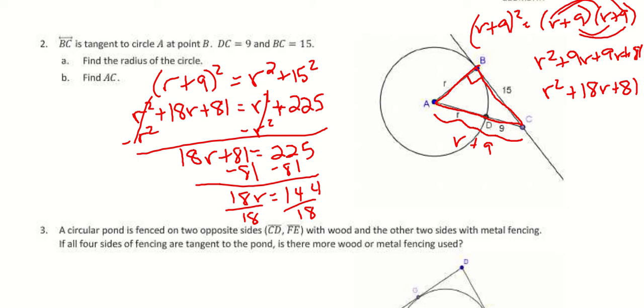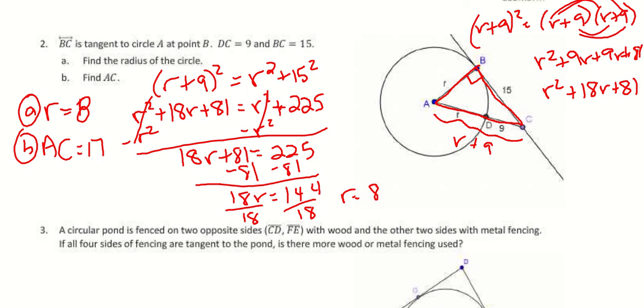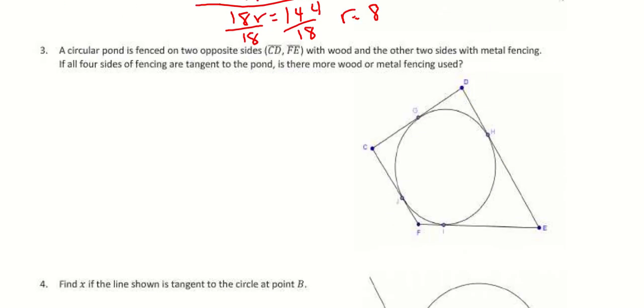For part A, the radius is equal to 8. And then part B, AC is equal to 8 plus 9, which is just 17. Okay. A circular pond is fenced on 2 opposite sides, CD and FE, with wood, and 2 of the other sides with metal fencing. If all 4 sides are fenced tangent to the pond, is there more wood or more metal fencing used?